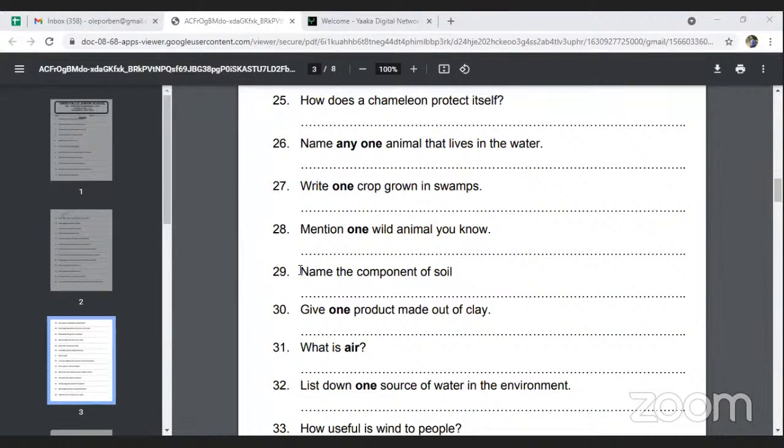Number 29 says, name the component of soil. Any one component of soil. There are many components of soil, and we just talked about this last time. Let me start with Shadrach. Name any one component of soil. Shadrach? Let me ask Shemaya, one component of soil. Water.